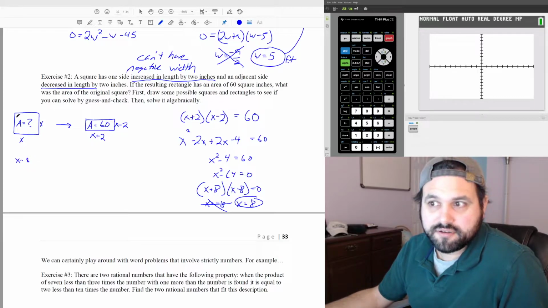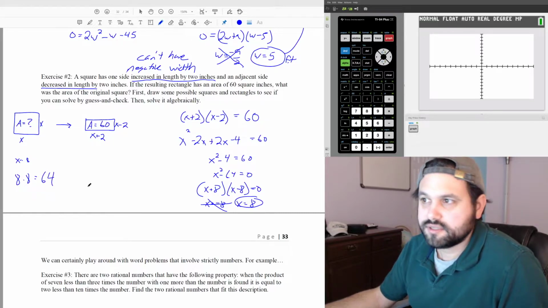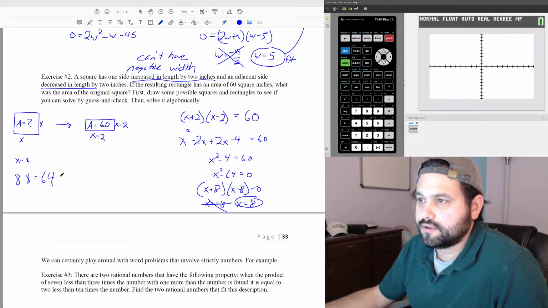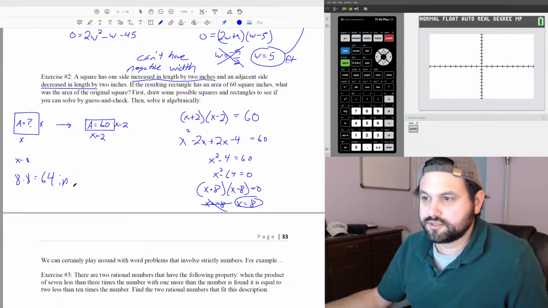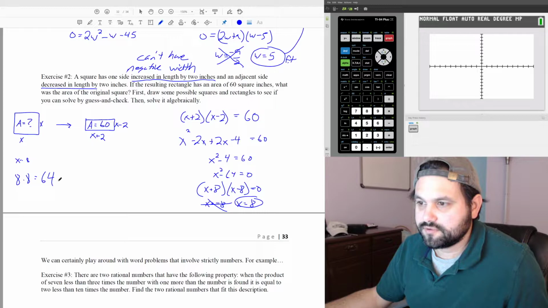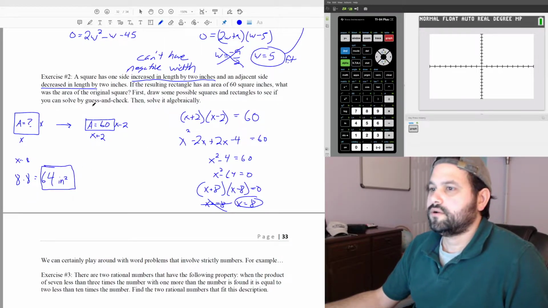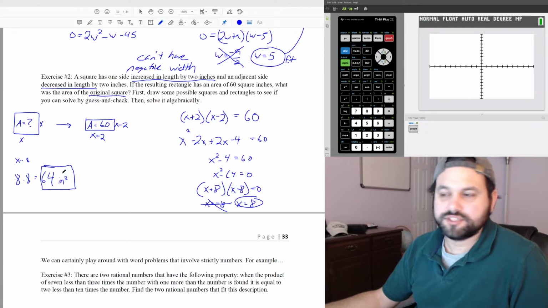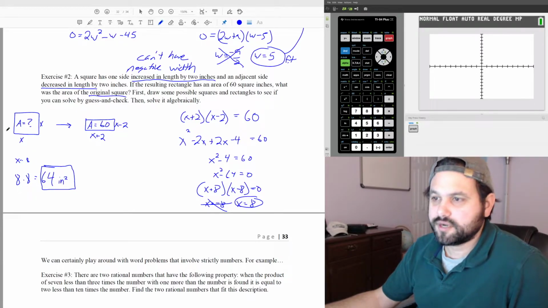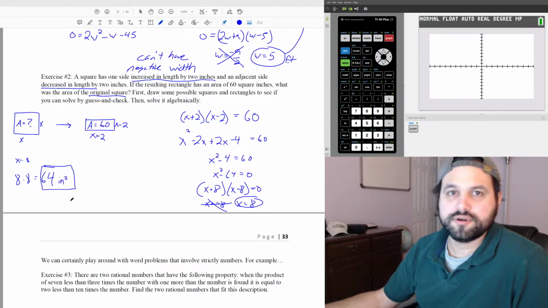So the area of this square is 64. And what are we talking about here? Inches squared. What was the area of the original square? I'm just making sure that I answered the question. So it wanted the area of the original square, so that's my answer, 64 square inches.